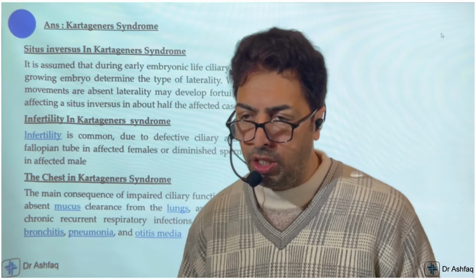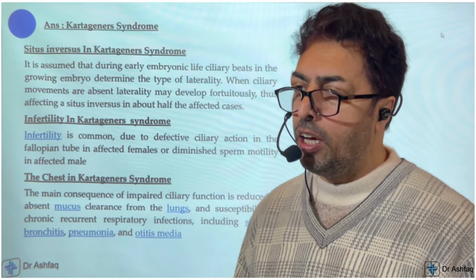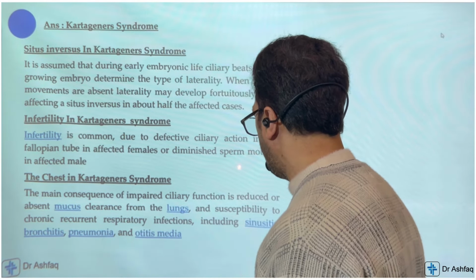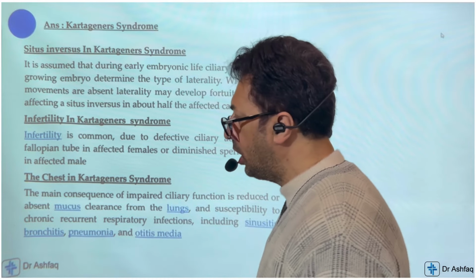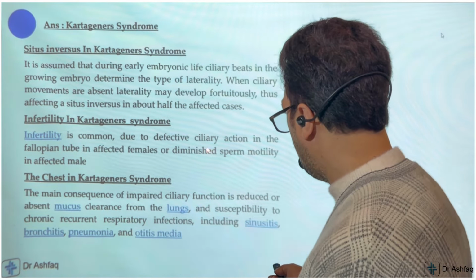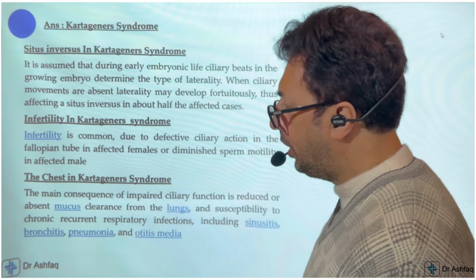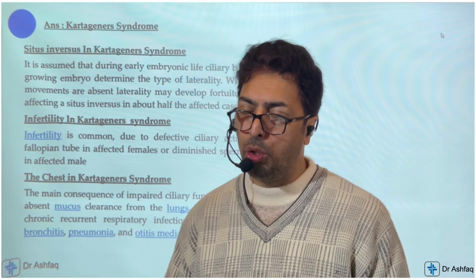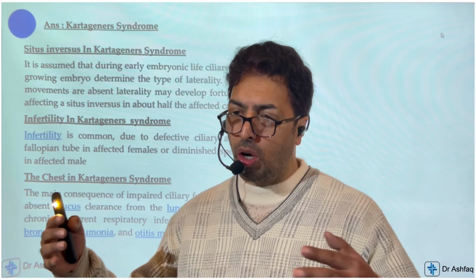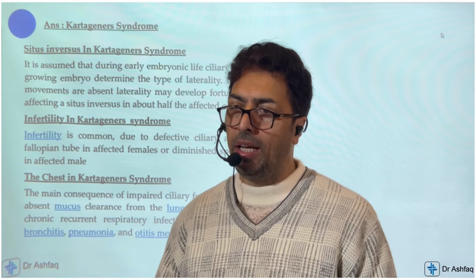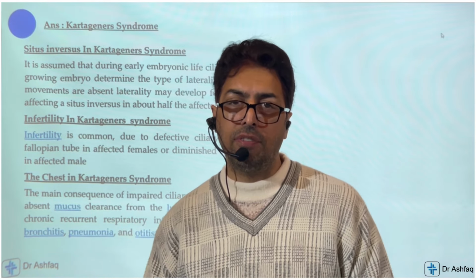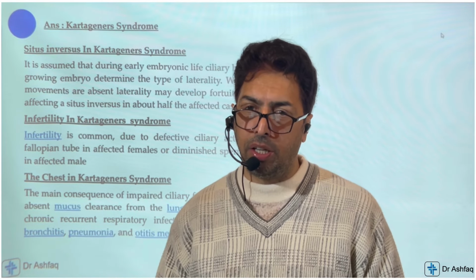Infertility, which is not mentioned here, is also because we have the reproductive system, and in the reproductive system we have diminished sperm motility in males because of the non-functioning cilia, and in females because of defects in the fallopian tubes. The movement of the cilia is not adequate, and there is not normal fertilization between the male and the female gamete. So infertility in both males as well as females can be an outcome of Kartagener syndrome.